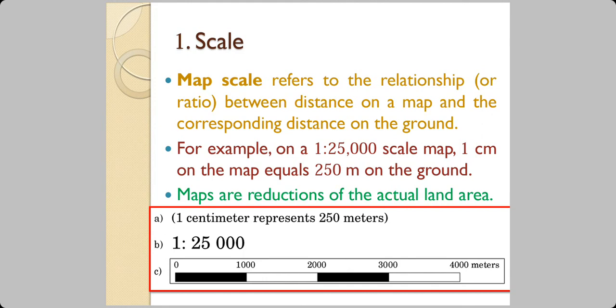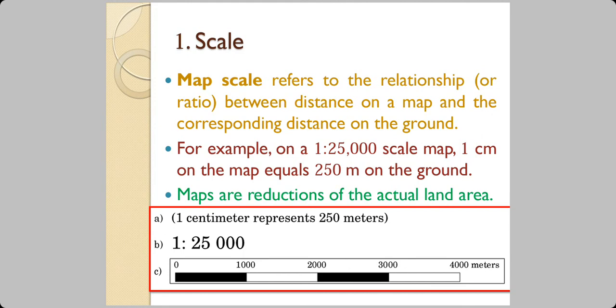Now, map scale refers to the relationship or ratio between distance on a map and the corresponding distance on the ground. For example, if on the land I want to represent 250 meters on paper as 1 centimeter distance, the ratio will become 1:25,000, because you have 25,000 centimeters in 250 meters. All right. So this ratio calculation is very logical and common sense, but we have a chapter on that later on.